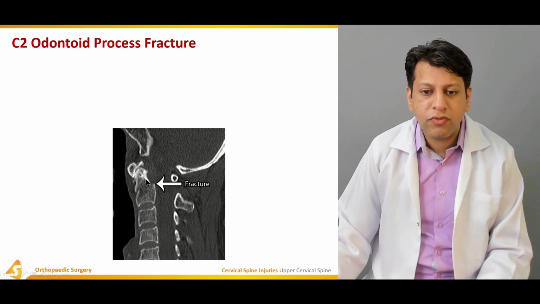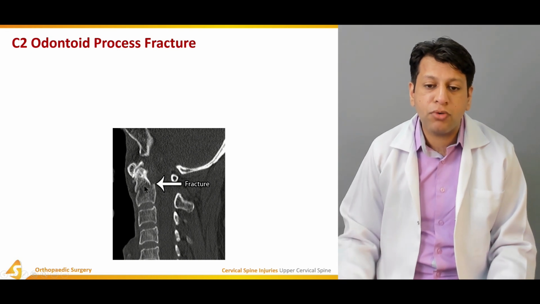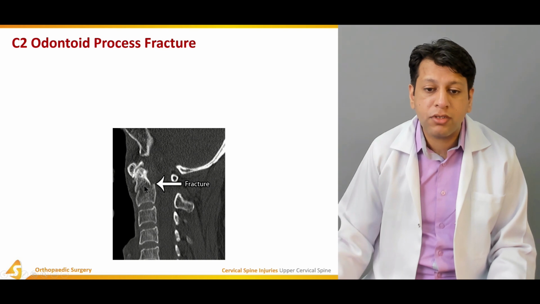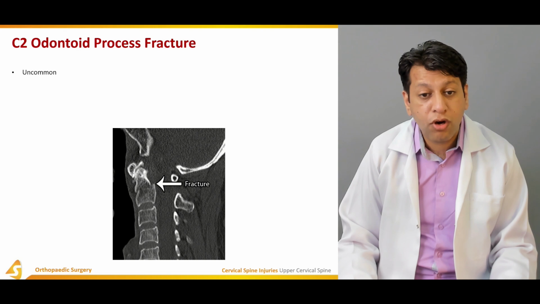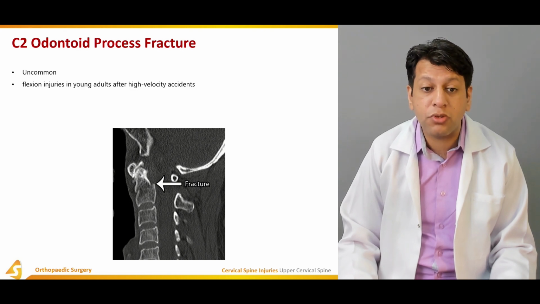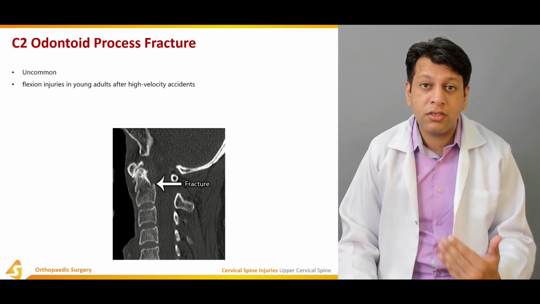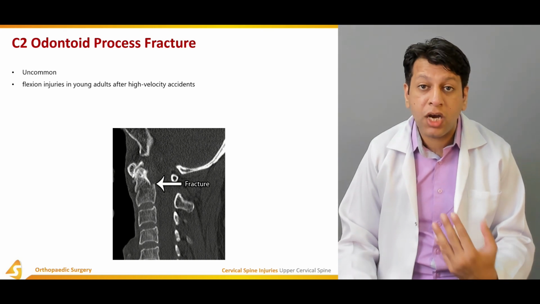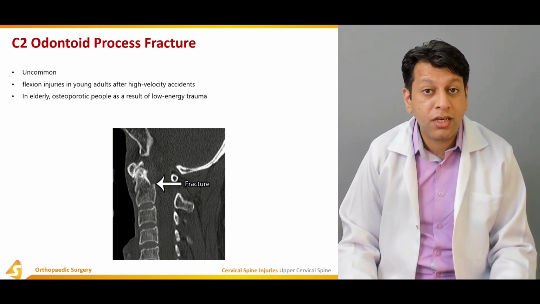There could be a fracture of this odontoid process on C2 only, instead of having C2, C3 body fractures. So what is important is that the odontoid process can have different fracture patterns. Although it's uncommon, it can occur, especially associated with hyperflexion injuries in young adults after high velocity injuries. If there's sudden deceleration, the neck goes forward, and hyperflexion of the neck leads to this kind of fracture. In elderly and osteoporotic people, it can occur as a result of low energy trauma as well.